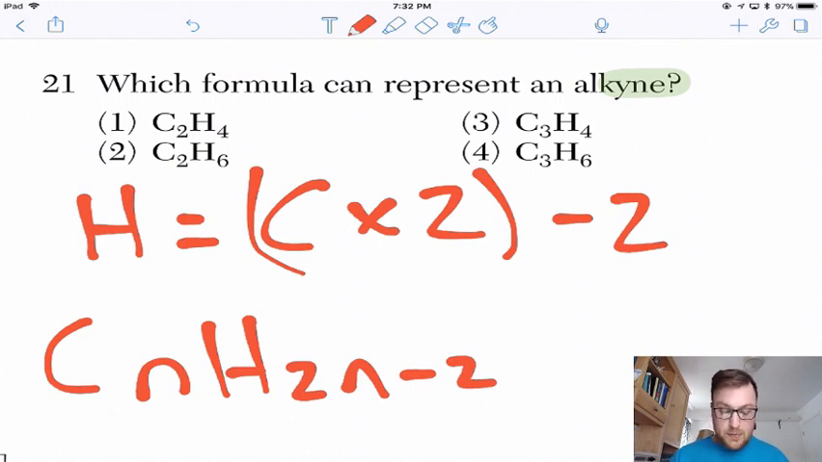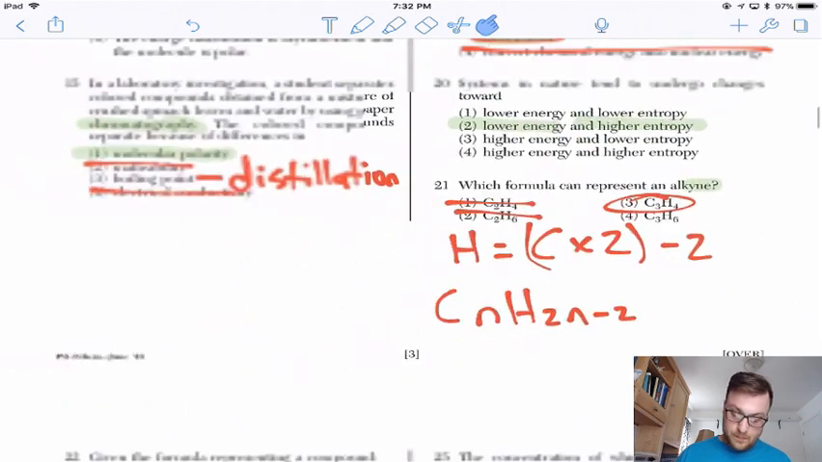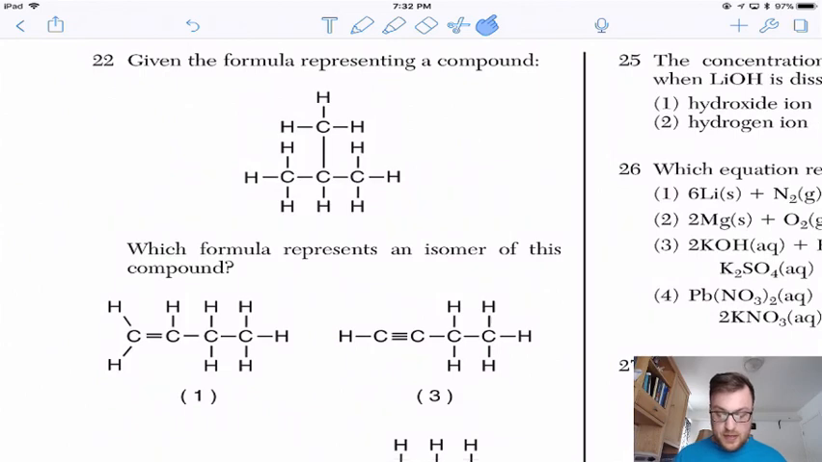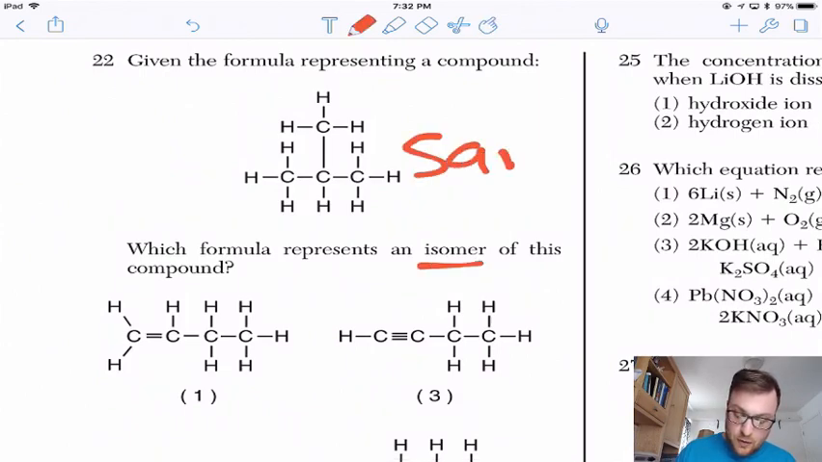All right. Number 1, 2 times 2 is 4. 4 minus 2 is 2. No. Number 2, 2 times 2 is 4. Sorry, 4 minus 2 is 2. No. Number 3, 3 times 2 is 6. 6 minus 2 is 4. Yep. 22. Which formula represents an isomer of this compound? So isomer means same molecular formula.